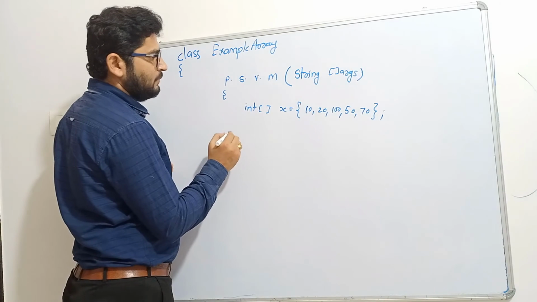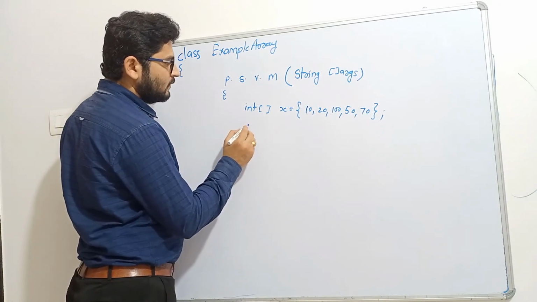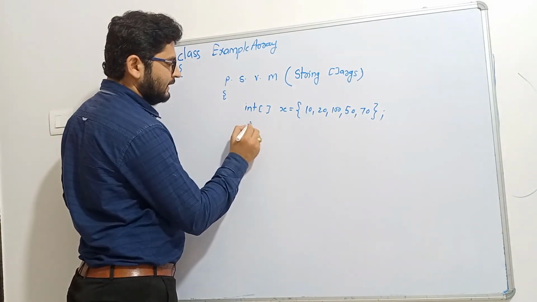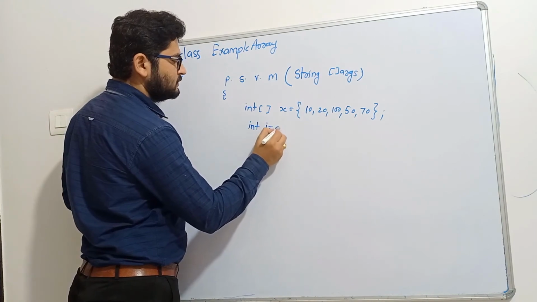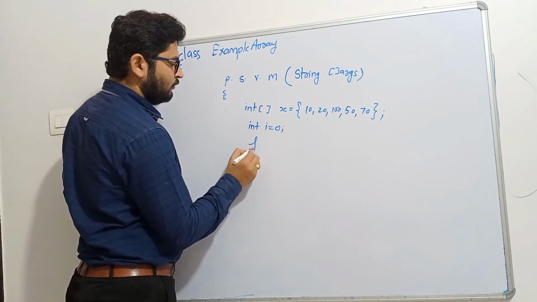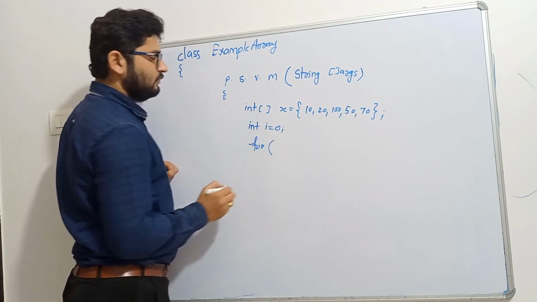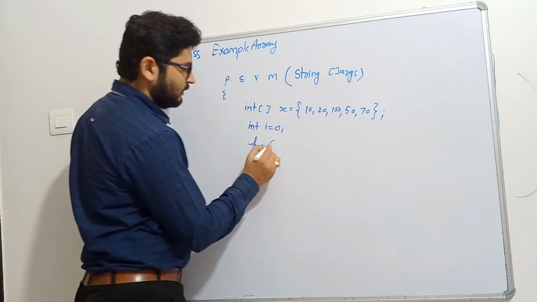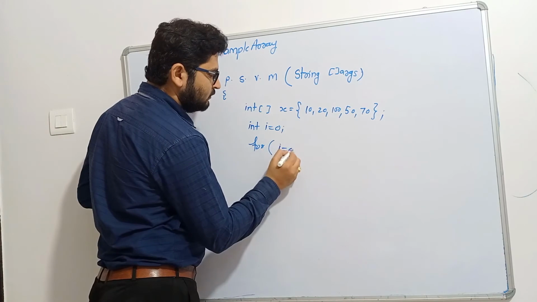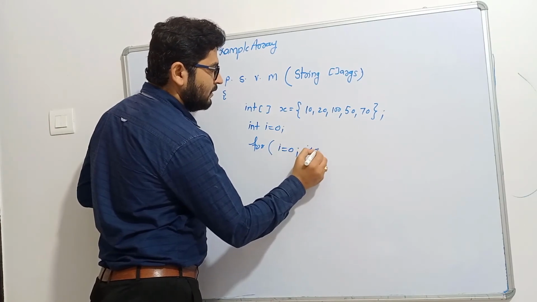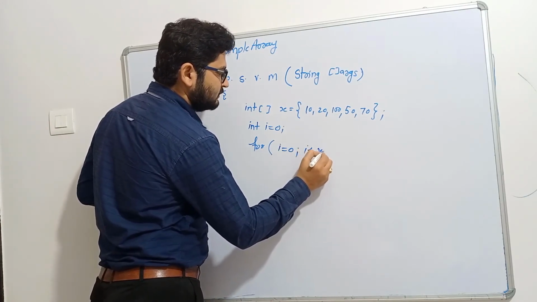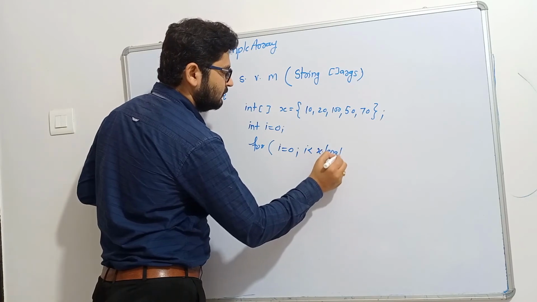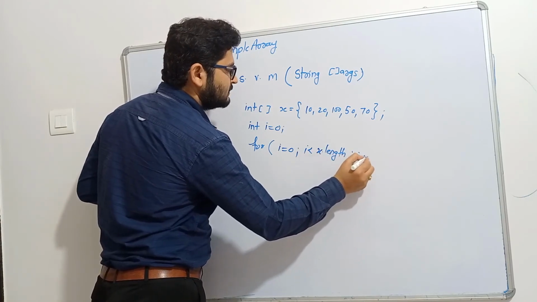And then I am creating one more variable, that is I equal to 0. And now in the for loop, I am printing the value of all the elements of this x. So for that, I equal to 0, I less than x dot length, I plus plus.